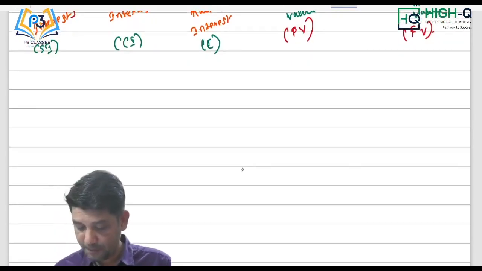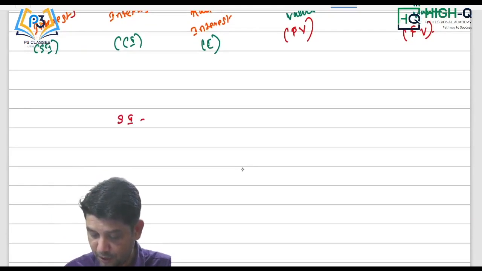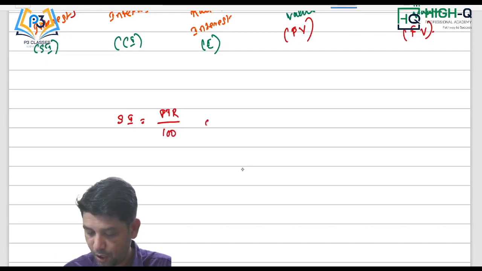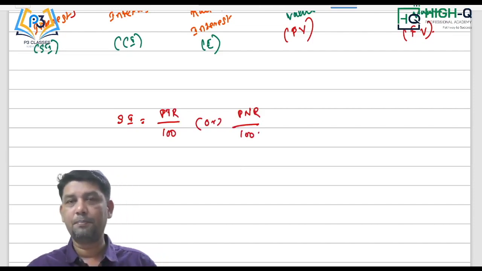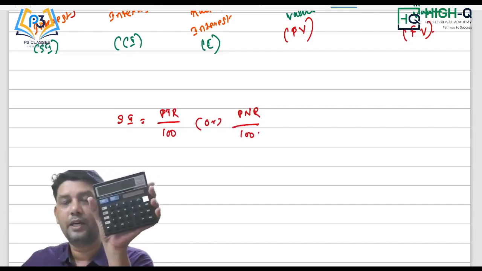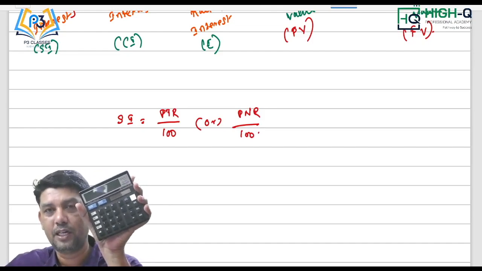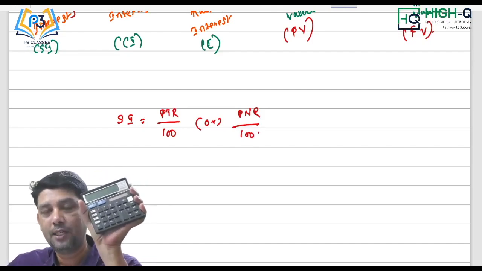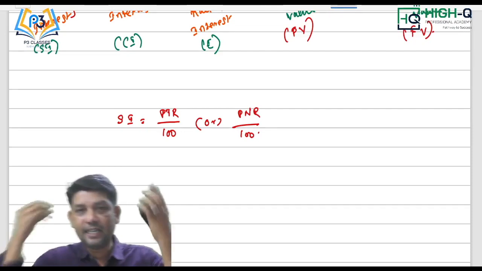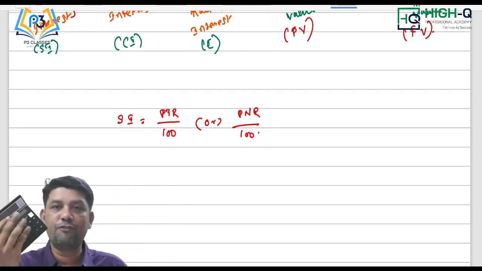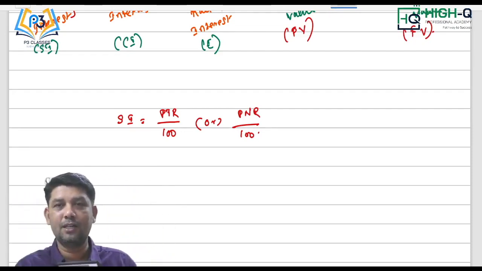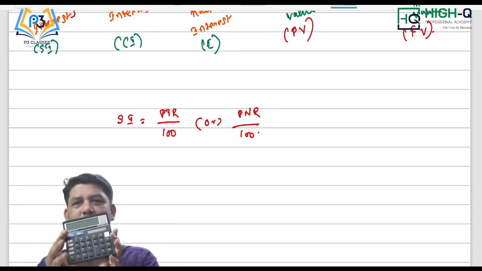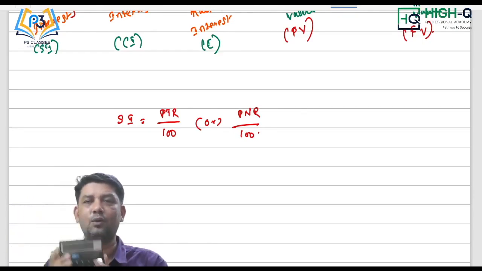What is the simple interest formula? Simple interest is equal to PTR by 100, or PNR by 100. But remember, the person who knows how to use the calculator effectively can do wonders. Without writing anything, by using the calculator, read the question and give the answer. But you should know how to use this calculator effectively.